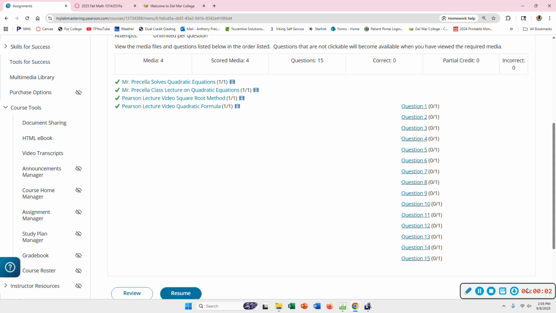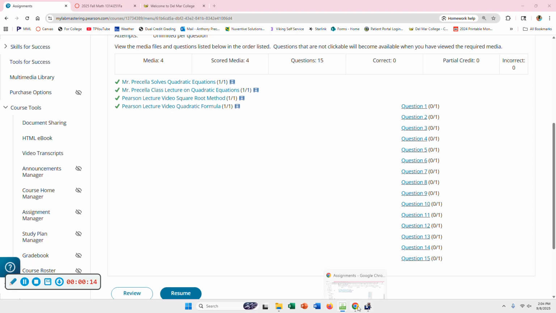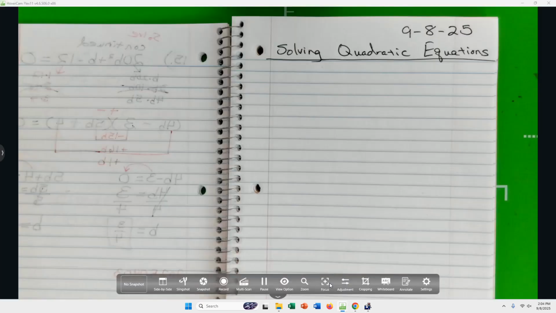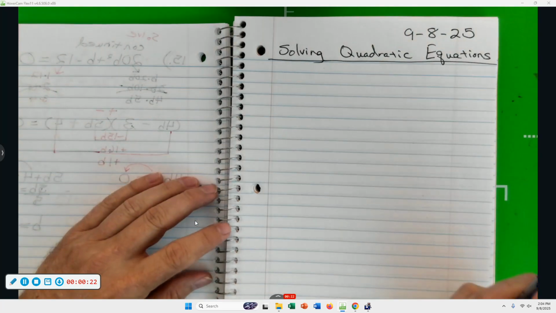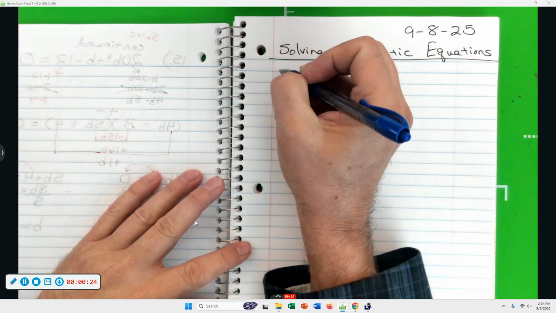Good afternoon, class. Today we're going to solve quadratic equations. We sort of began this the last time when we were factoring, so I better switch over to my paper. I need to do a little writing first before we start doing any of the examples. We're going to see three methods of solving quadratic equations today.